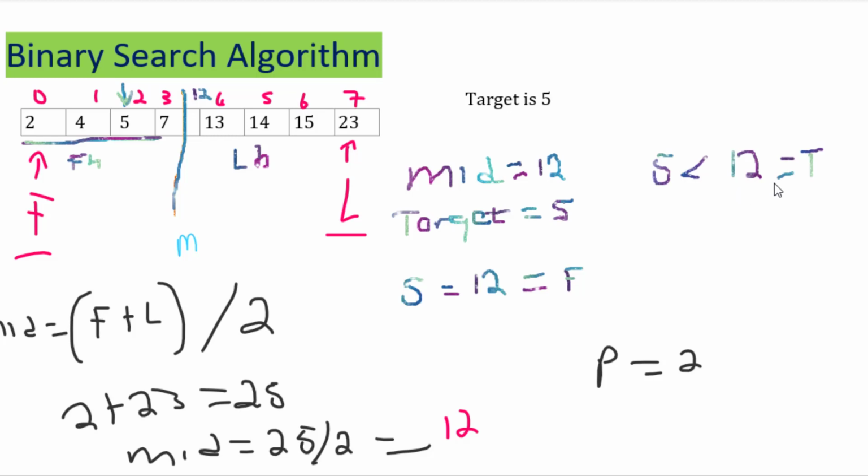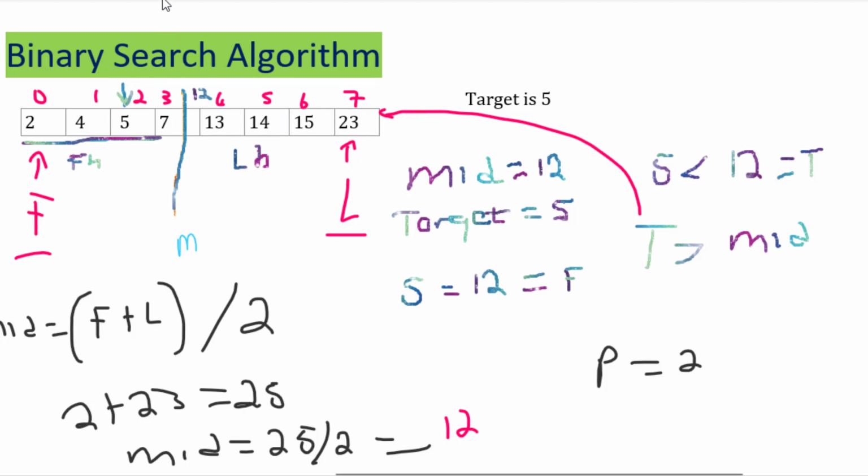What if 5 was not less than 12? Then the binary search algorithm would have checked if the target is greater than the middle. If it is greater than the middle, this would have meant that our target value is in the last half, and the binary search algorithm would have searched the last half.